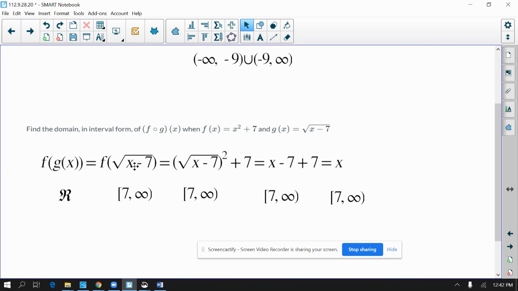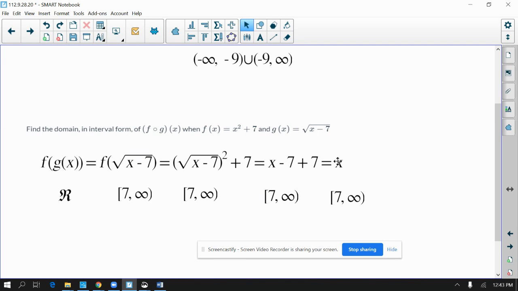And then radical x minus 7 goes into f. F squares what it receives and then adds 7. So you square this radical and then you add 7. Squaring the radical cancels out, so it's x minus 7 plus 7. Those cancel out, leaving you with x, and this gives us evidence that f and g are inverses of each other, which you now know, but that's not part of this quiz.